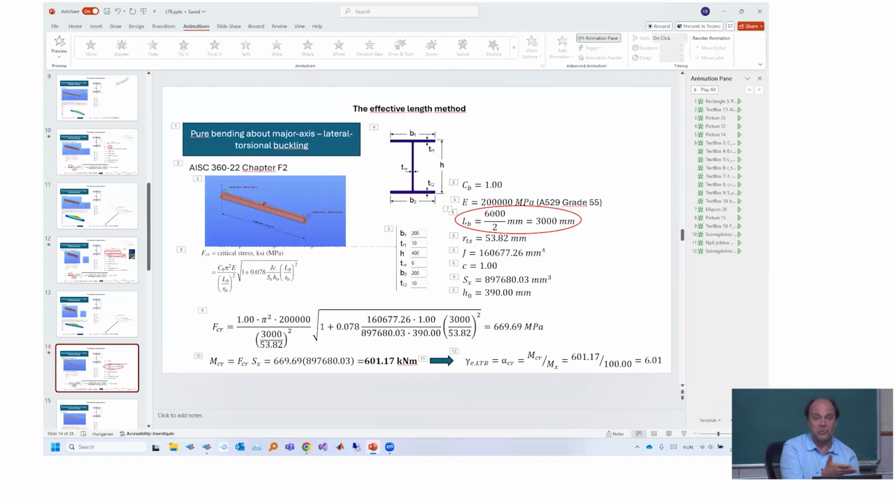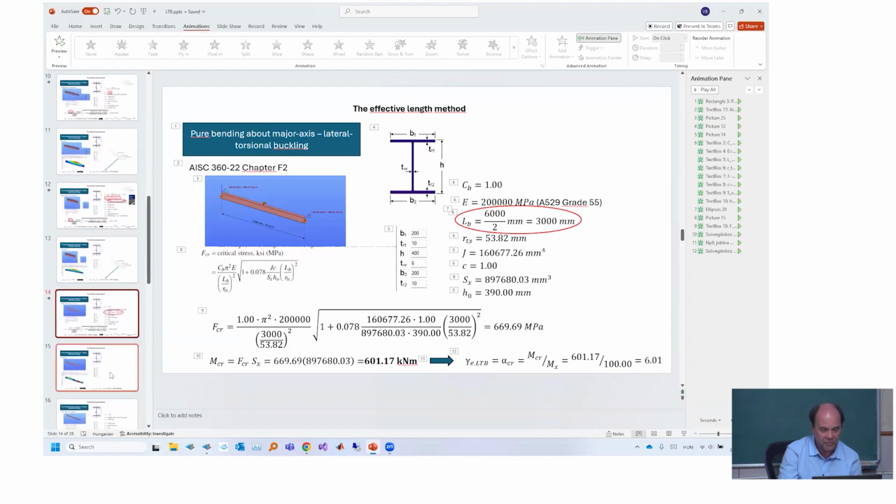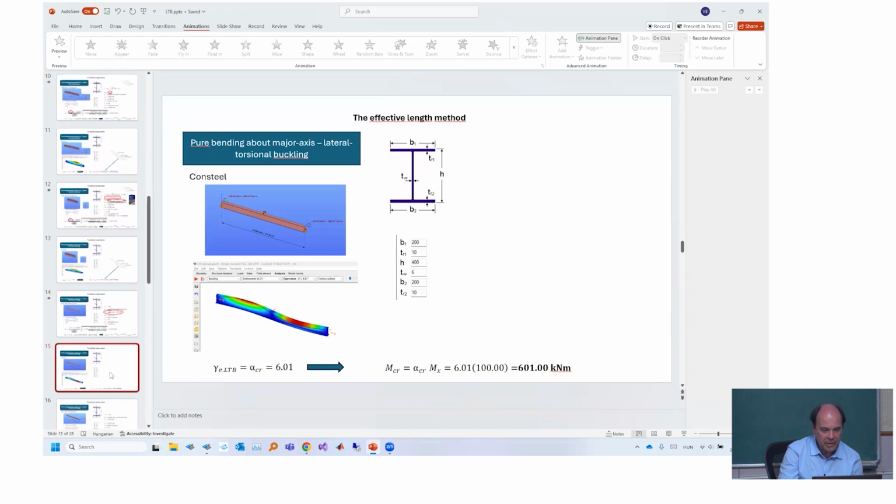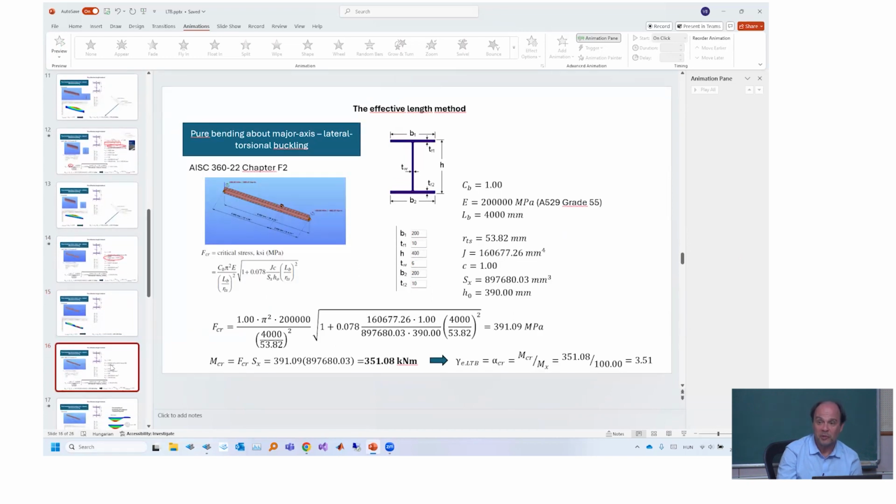By hand, it's not so easy to verify if the support was really efficient or not, but it's quite evident that the support on the compression flange acts like a fork support. So we can simply divide the 6,000 by 2, so 3,000, and we put the 3,000 in the formula, we get exactly the 602 like we had before. And then what happens if we move the support from the middle?